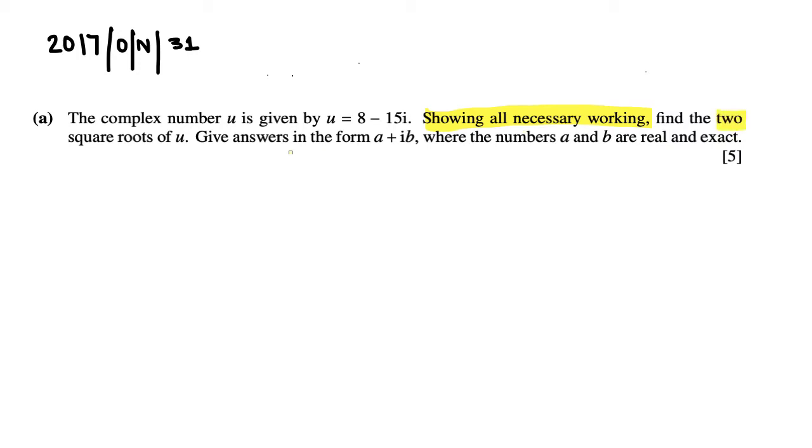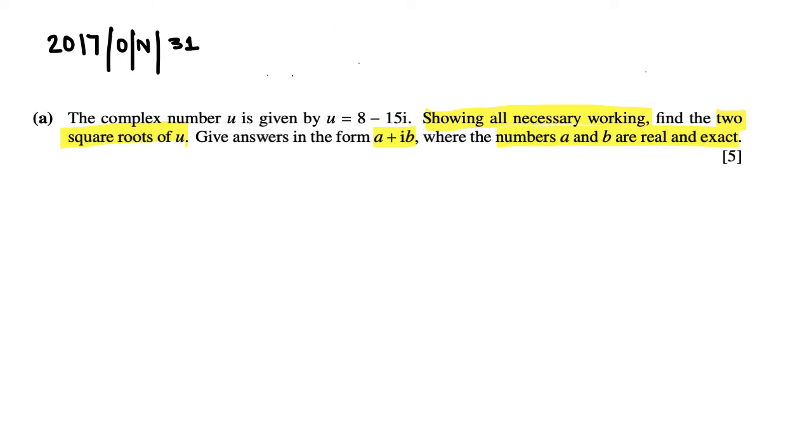Find the two square roots of u, meaning there would be two possible values which we have to mention. Give your answer in the form a plus ib, where a and b are real numbers and exact. So a and b are not imaginary. a plus ib is a complex number, but a and b individually are real numbers.